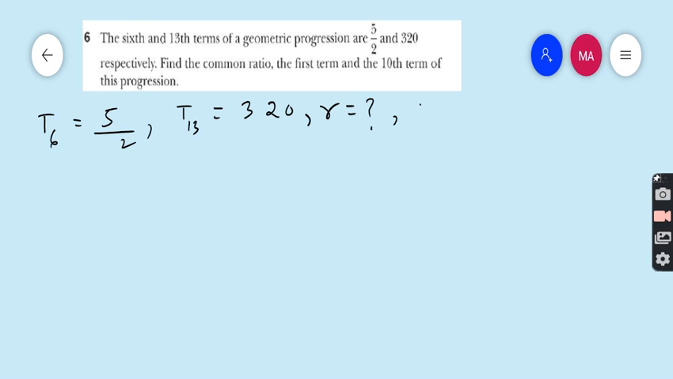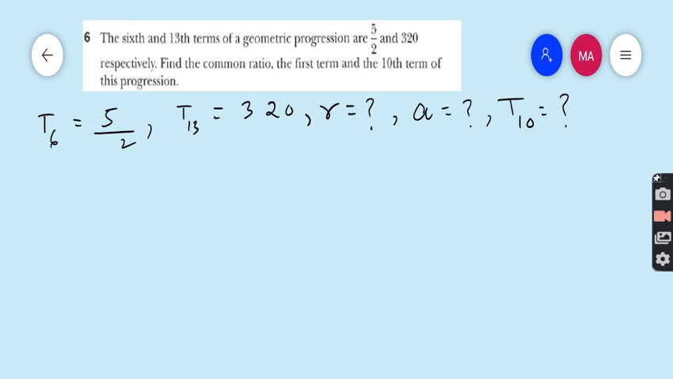Also find the first term, that is T1, and the 10th term, that is T10. So we have to find three numbers: r, T1, which we call a, because in any sequence the first term we call a. So it is very easy.